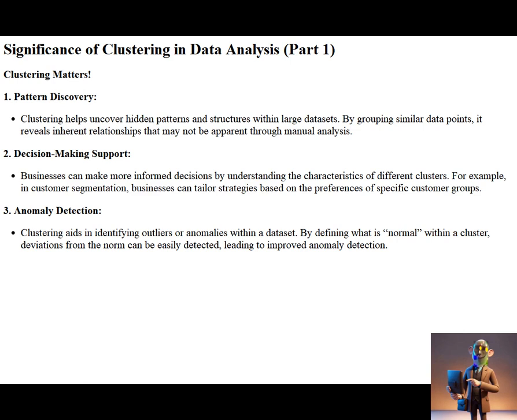In the vast landscape of data, anomalies often hide in plain sight. Here's where clustering becomes a powerful tool for anomaly detection. By establishing what is considered normal within a cluster, clustering aids in identifying outliers or deviations from the norm. This is especially crucial in areas like fraud detection, where abnormal patterns might indicate fraudulent activities. Clustering empowers us to detect these anomalies swiftly and effectively, enhancing the overall robustness of data analysis.